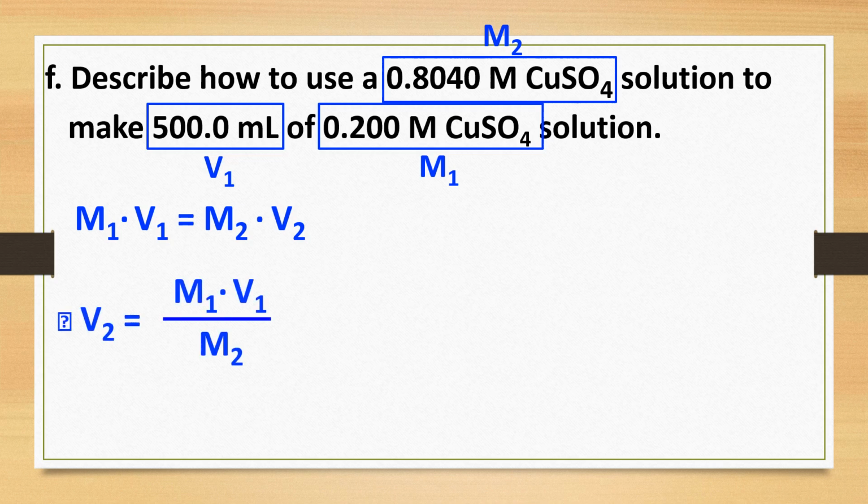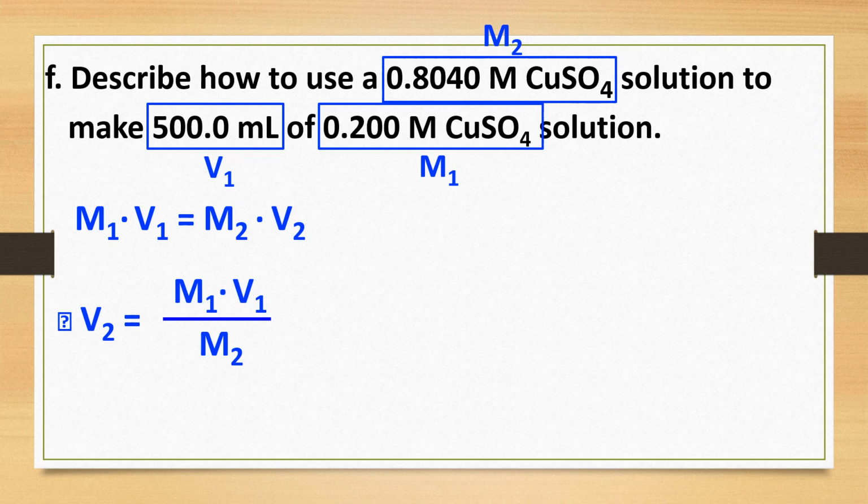So now, in our case, since we identified our concentrated stock solution as M2, remember we're looking for V2. Okay, so we're looking for the volume of our stock solution that we need to pipette into our flask to make the diluted solution. So looking at that, we're just doing some math here.